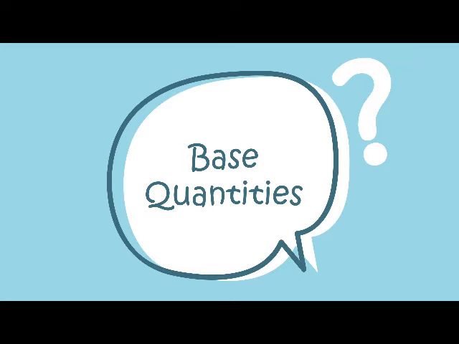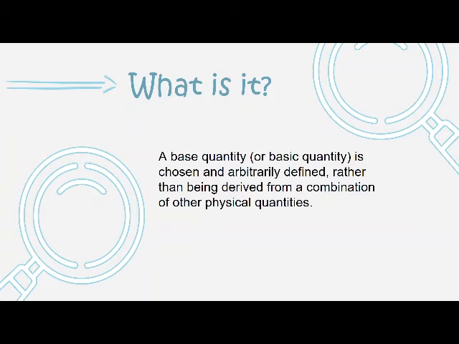First is base quantities. What is a base quantity? A base quantity or basic quantity is chosen and arbitrarily defined rather than being derived from a combination of other physical quantities. The basic quantities are determined through an international agreement, and this quantity is not obtained from the result of deriving other quantities.